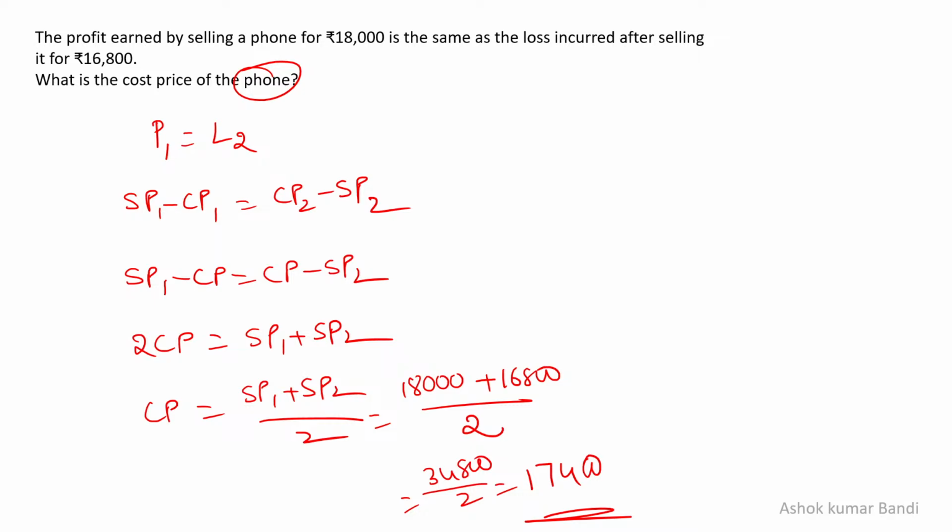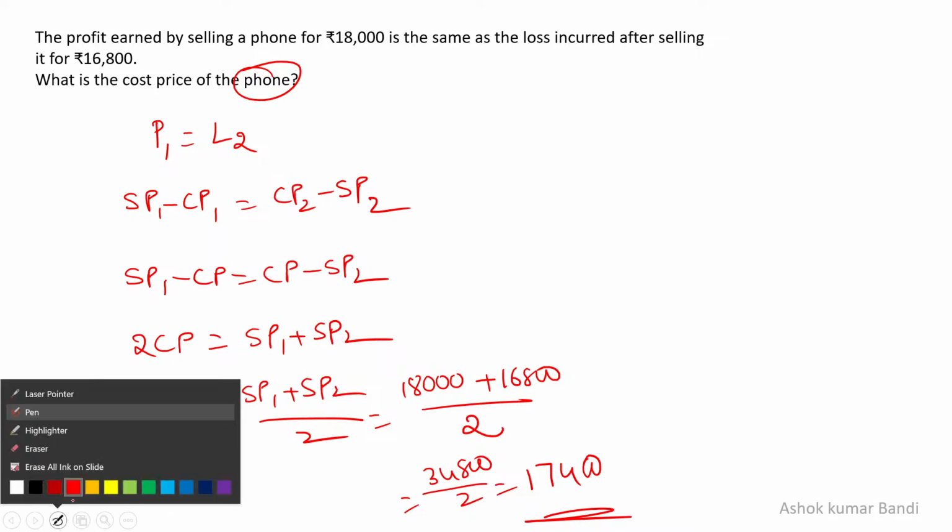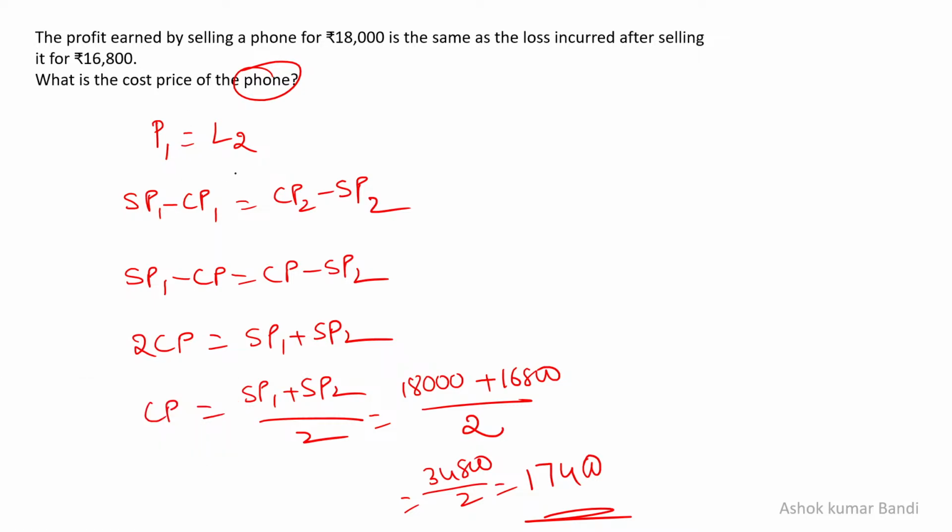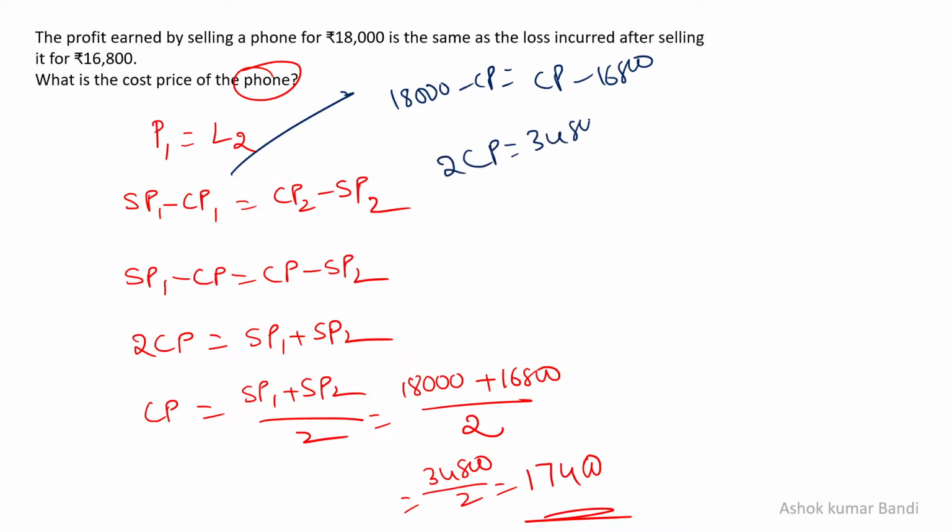Or you can write like this. If you don't want to do all this calculation in terms of SP and CP, you can directly write here like this one: 18,000 minus CP equal to CP minus 16,800. So 2 CP equal to simply 34,800. So CP equal to 17,400. Your choice. If you want, you can do it in terms of variables or you can directly take the values. So we know that profit equals loss, we are doing the same thing there.